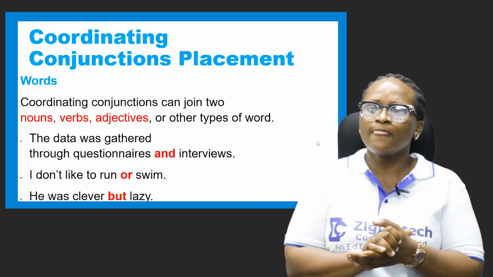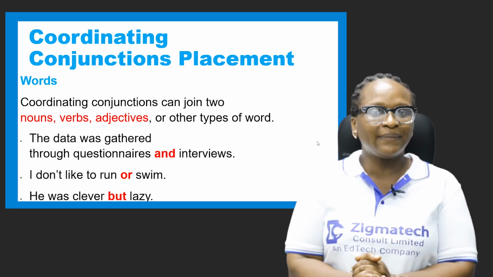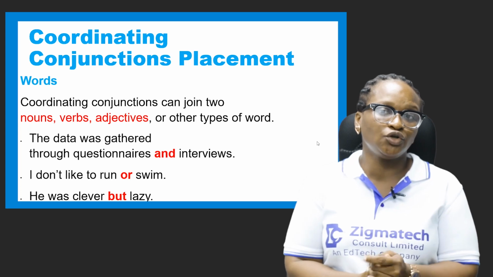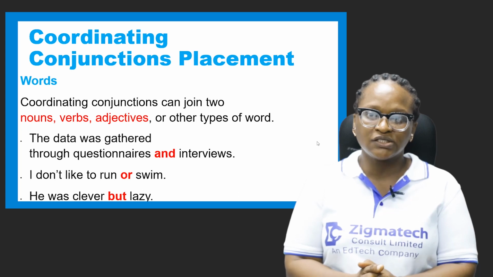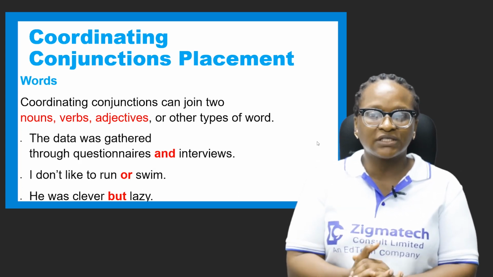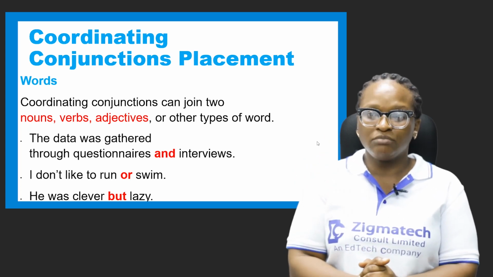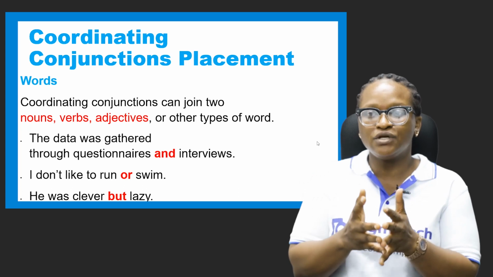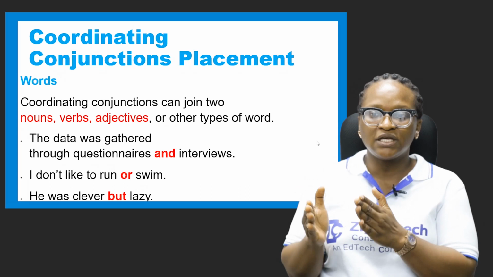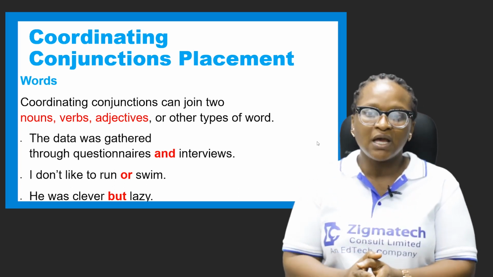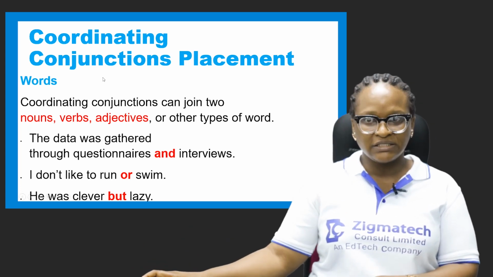All right, we move to coordinating conjunctions, placement. How are they placed? Coordinating conjunctions can join two nouns, verbs, adjectives, or other types of words. Now we have examples. The data was gathered through questionnaires and interviews. There we have and used to join two nouns together, questionnaires and interviews. Then the second example, we see or being used to join two verbs. And lastly, but used to join two adjectives.